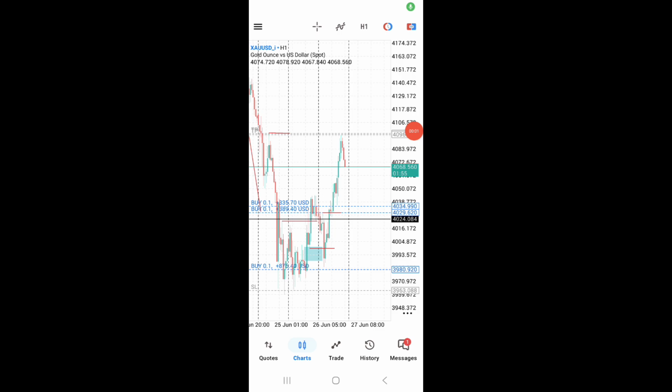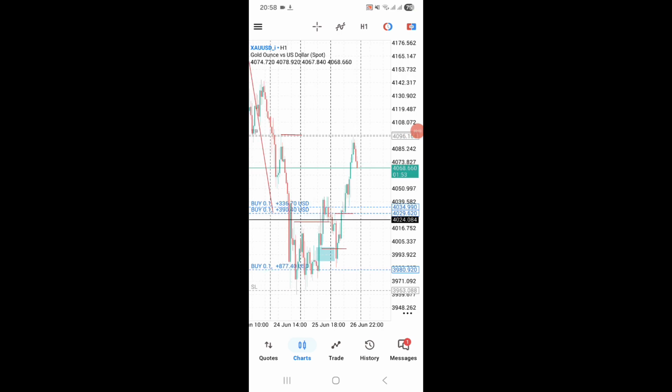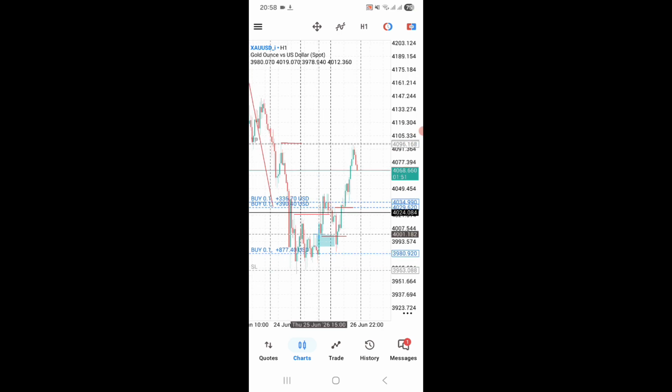Okay, this is a follow-up for the analysis that we are currently running. Okay, I think I last updated you when it was right here. So it was retracing, but it did break through all the way until here. It means TP. It's retracing now, but I'm still going to hold on.